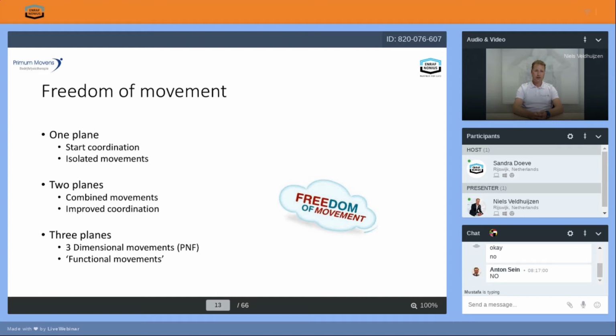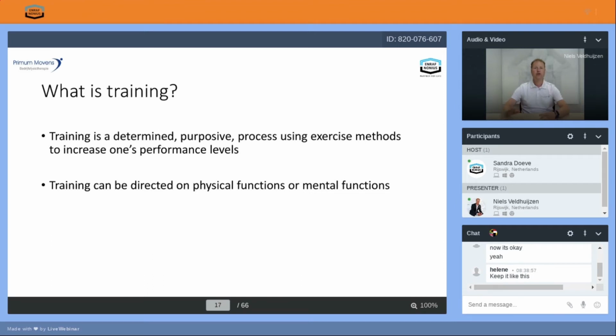The second step is to combine in two planes. You make a two-plane movement. That's also to improve coordination, but it's already a little bit more difficult. And in the end, you would like to work in 3 planes, and you make 3-dimensional movements. That's what we call the functional movement. So you start from an isolated movement and you work your way to functional movement and more difficult movement patterns. Like I said, you can focus on physical and mental functions.